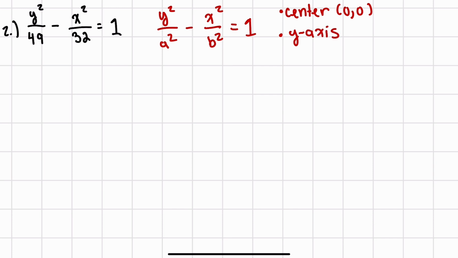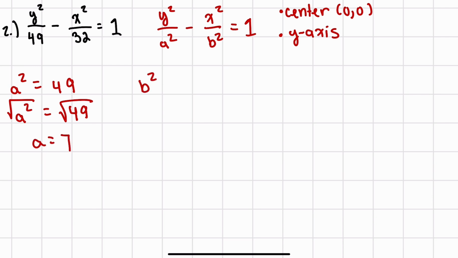Let's go ahead and find our vertices first. In order to do that, we would need to find a and b. From the equation, we see that we have a squared, which is 49, and b squared, which is 32. Let's take the square root of a squared is equal to 49, and we get a is equal to 7. Let's do the same thing with b squared is equal to 32. Taking the square root, we get b is equal to 4 radical 2.